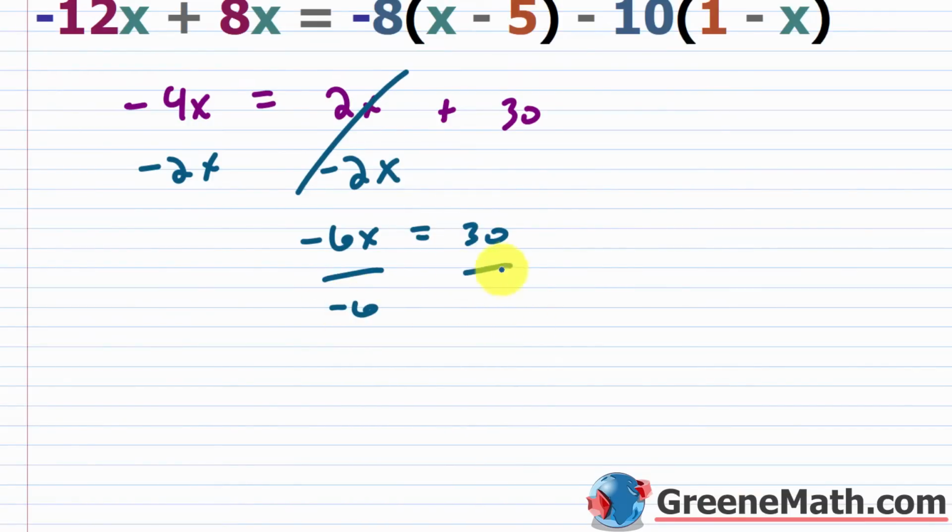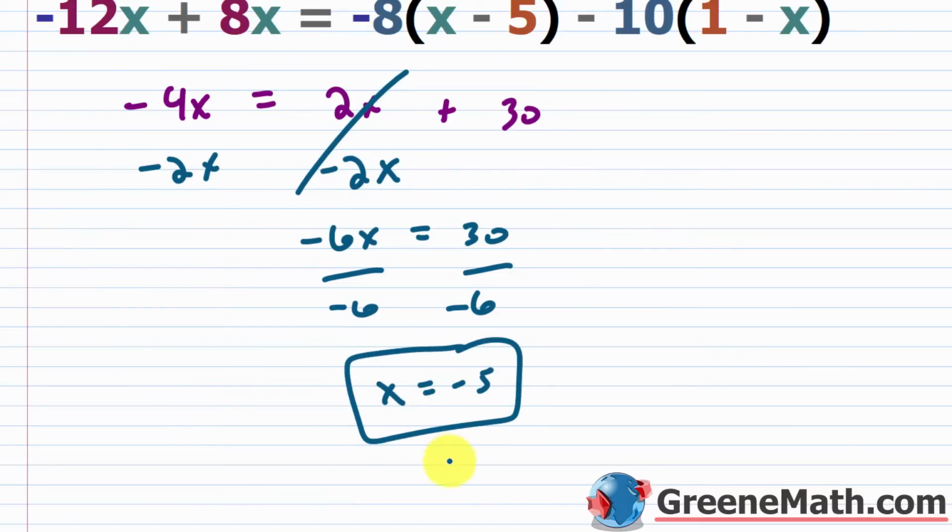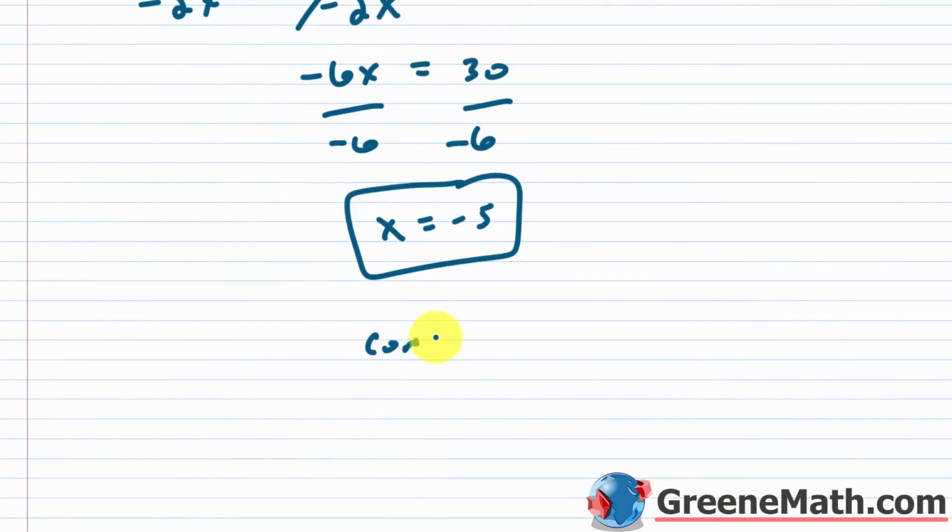Divide both sides by negative 6, and I'm going to have x is equal to negative 5. So this guy right here is conditional, right? Remember, it's true under the condition that x equals negative 5. It's false otherwise. So this, let me scroll down just a little bit more. This is conditional.